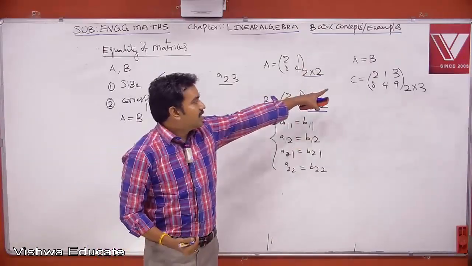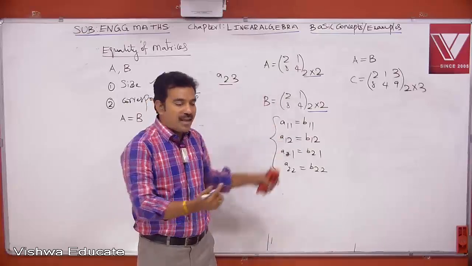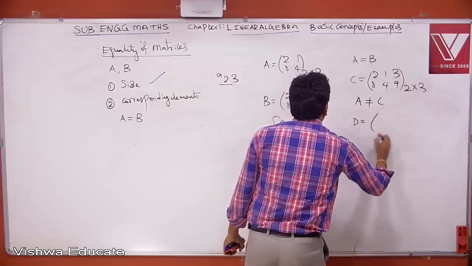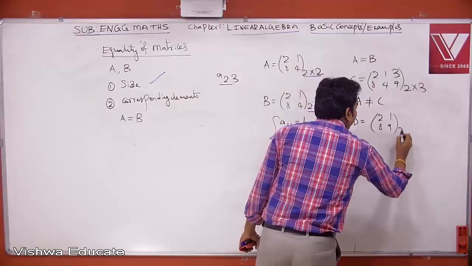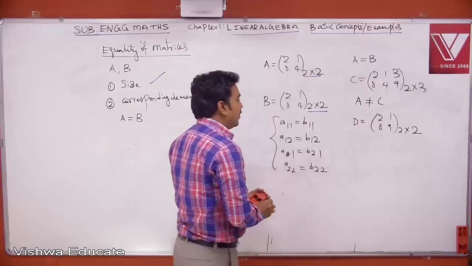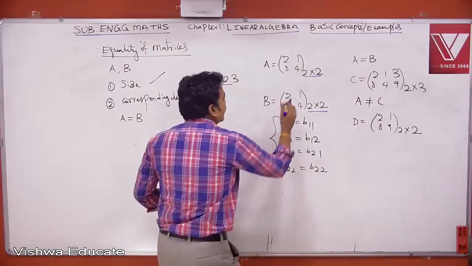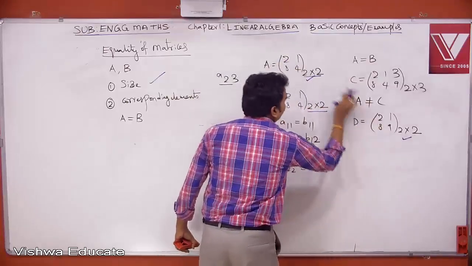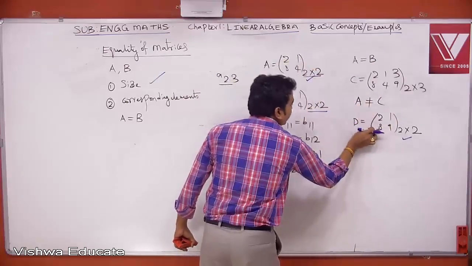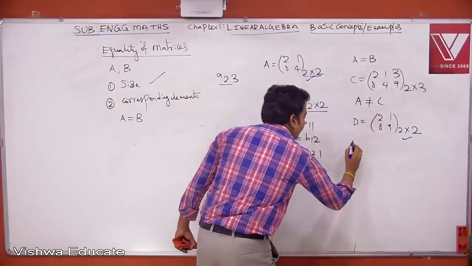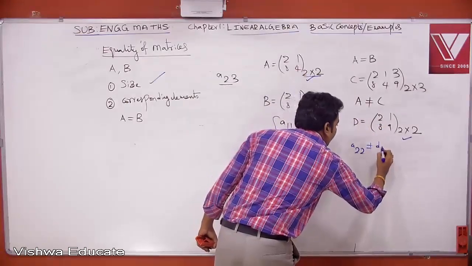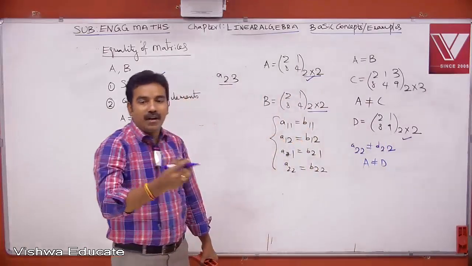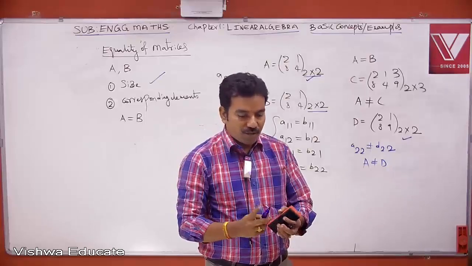So in this case, the size of C is not matching with the size of A, so A is not equal to C. Or suppose I take D like this, for example, 2, 1, 8, 9. Here the size of D is 2 by 2. The size of A is 2 by 2 and the size of D is 2 by 2. The first element 2 is matching with 2, 1 is matching with 1, 8 is matching with 8, but 4 is not matching with 9. That means A22 is not matching with D22. Therefore A is not equal to D. I think all these points are very clear. Note down these points.